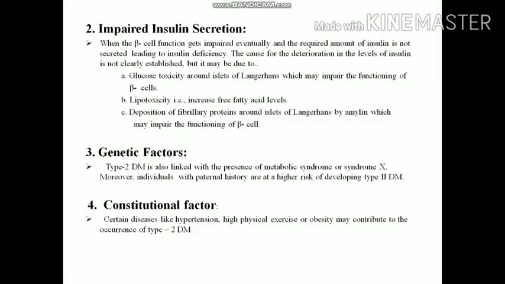Number 2 is what? Impaired insulin secretions. What happens in that, when the beta cell function gets impaired eventually, and the required amount of insulin is not secreted, leading to insulin deficiency.